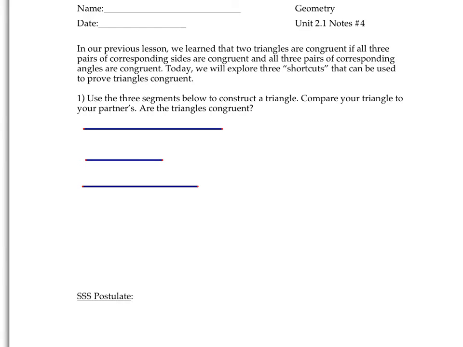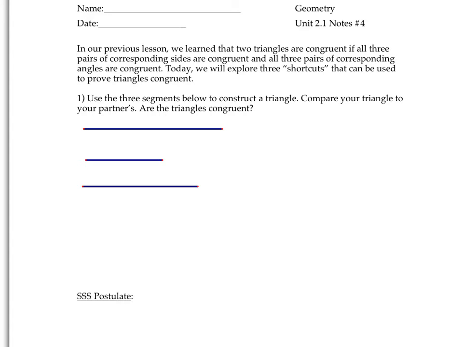In today's lesson from Unit 2.1, we're going to be taking a look at some shortcuts to proving triangles congruent. In our previous lesson, we learned that two triangles are congruent if all three pairs of corresponding sides are congruent and all three pairs of corresponding angles are congruent. So that's really 6 pieces of information that you would have to prove to be congruent in order to say that a triangle is congruent to another triangle.